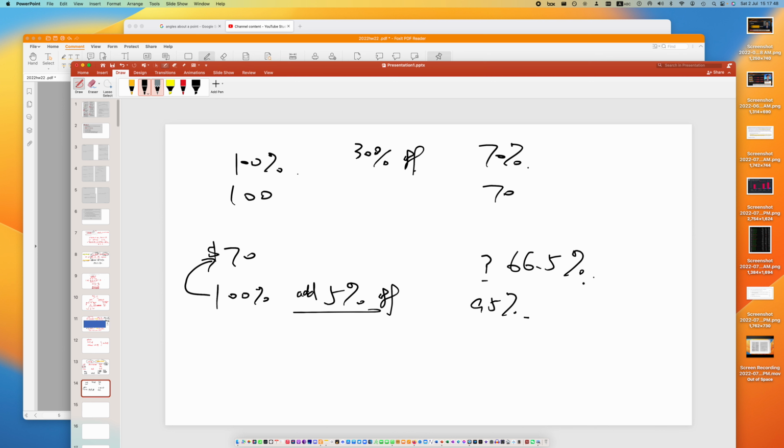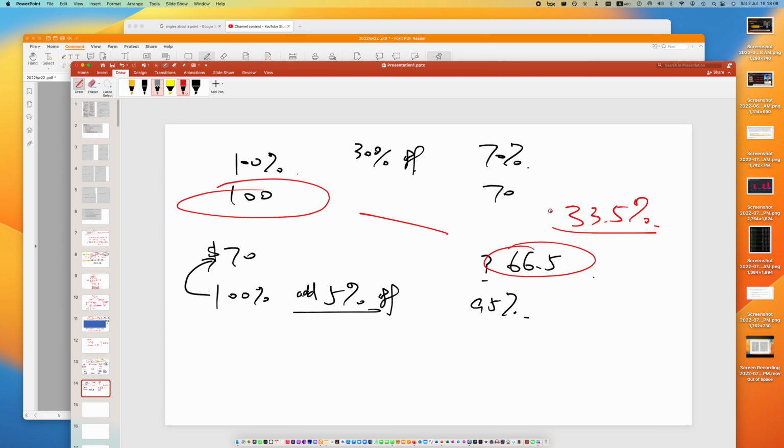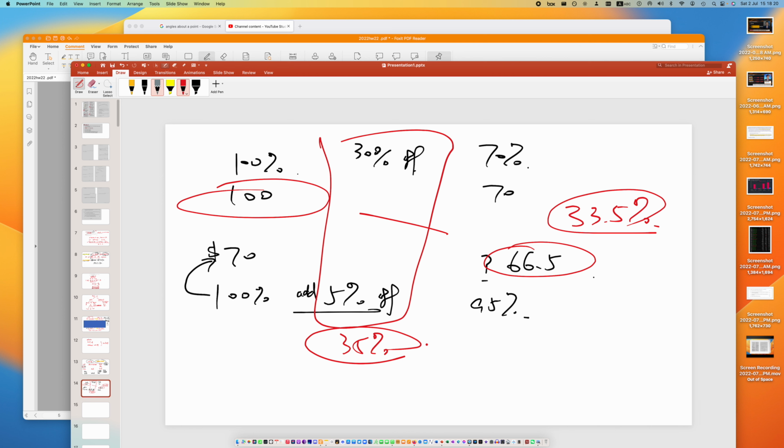$66.5. So no, dollars, sorry. So 66.5 compared to the original 100, how many dollars less? Minus. 33.5. So you get a 33.5% in total instead of the 30 plus the 5, which is 35%. This is very misleading, okay? It's not 35, it's 33.5. Are you getting it? Okay? Good.